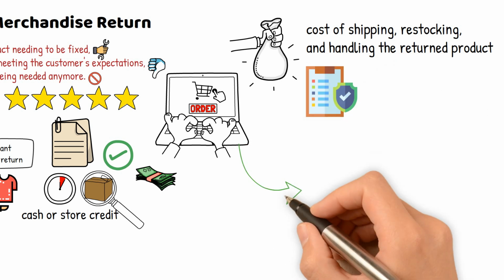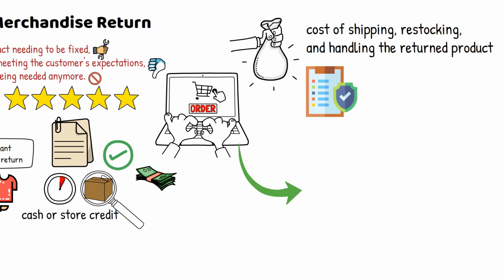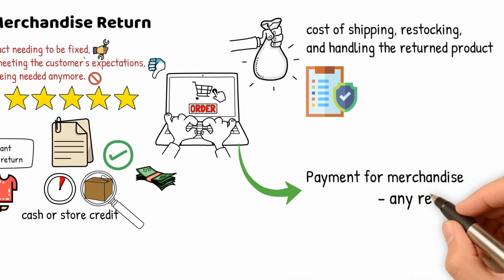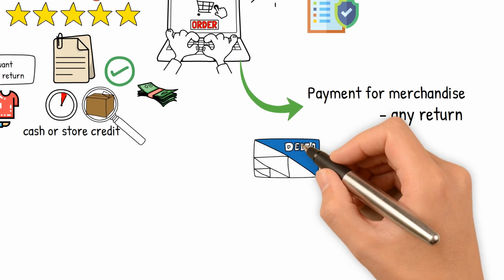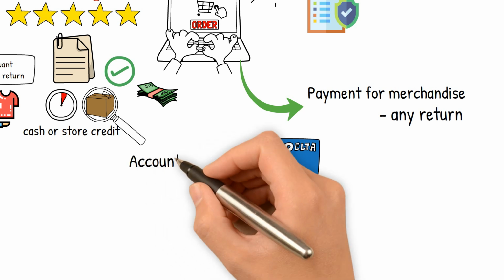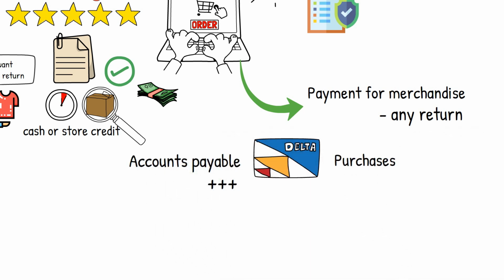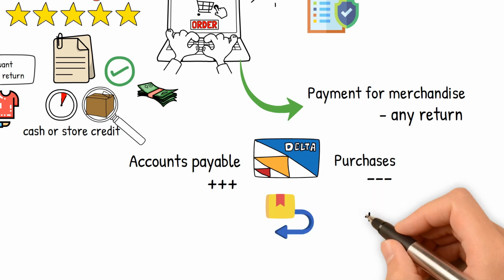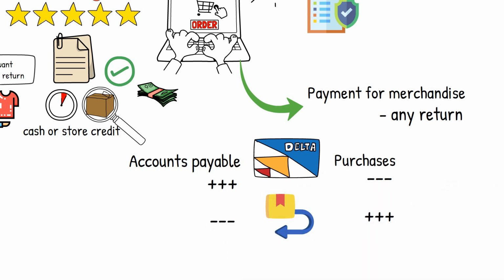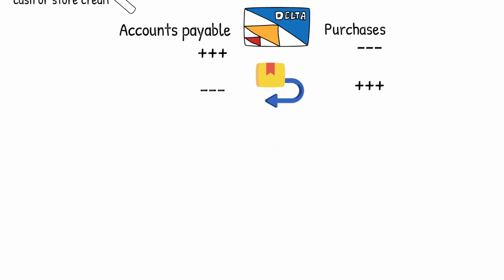When an original purchase by a customer is made on credit, the selling company should record the payment for merchandise, minus any return, in the accounts payable ledger. When the merchandise was purchased on credit, the company would have recorded a credit to accounts payable and a debit to purchases. When the merchandise was returned, it would record a credit to purchases and a debit to accounts payable for the amount of the return.